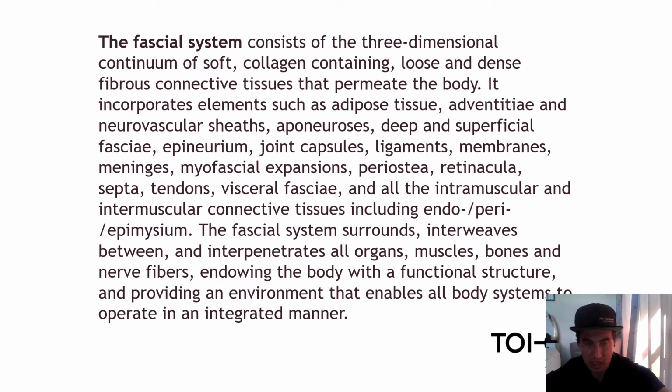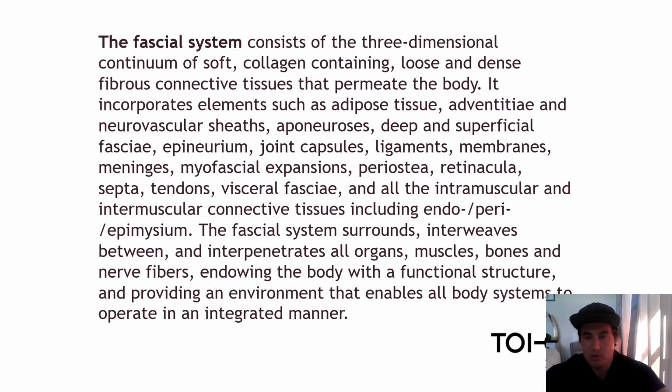There's quite a lot of examples of different types of connective tissue or fascia within the body. I guess the main thing to take home from this is that it's this continuum of soft, collagen-containing, fibrous connective tissue. Collagen is the most abundant type of protein within connective tissue, and there are different types of fibers which determine the structure of what fascia is like and its properties.